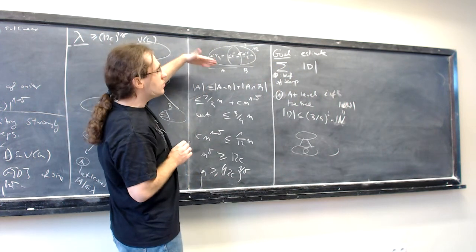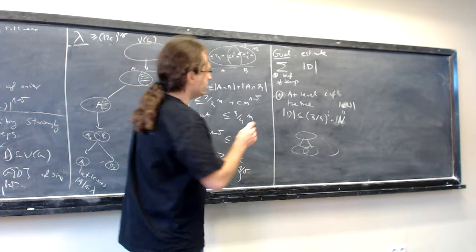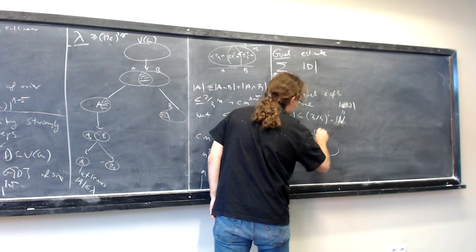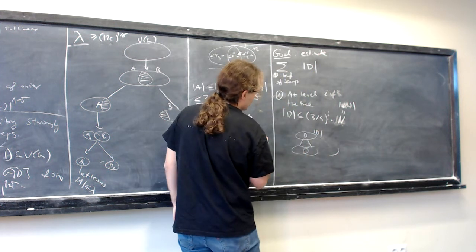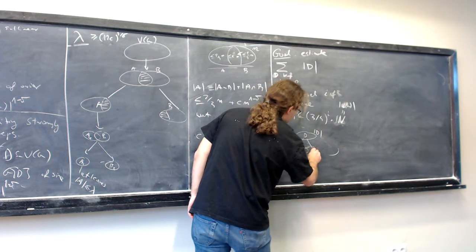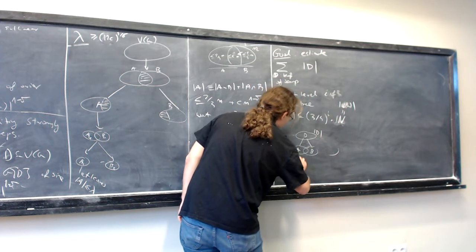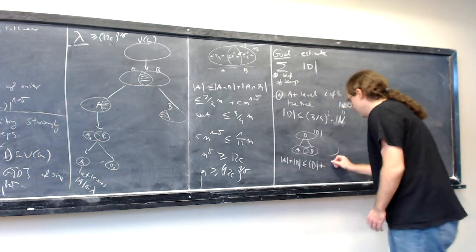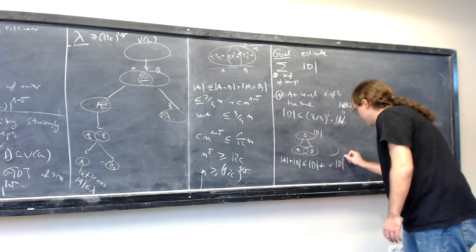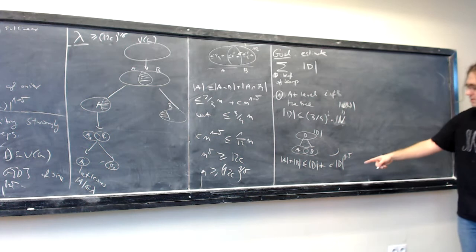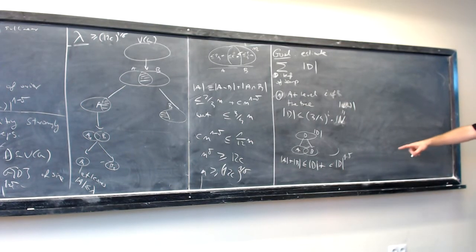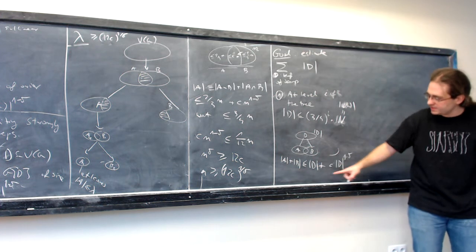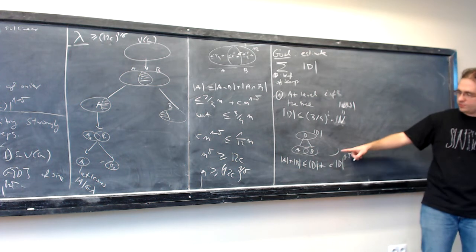I want to look at it multiplicatively. So if there's some set D of size |D|, it has two children, child A and child B, and of course size A plus size B is smaller than size D plus C times size D to the 1 minus delta. This is the part we duplicated. The separator is the part we duplicated.